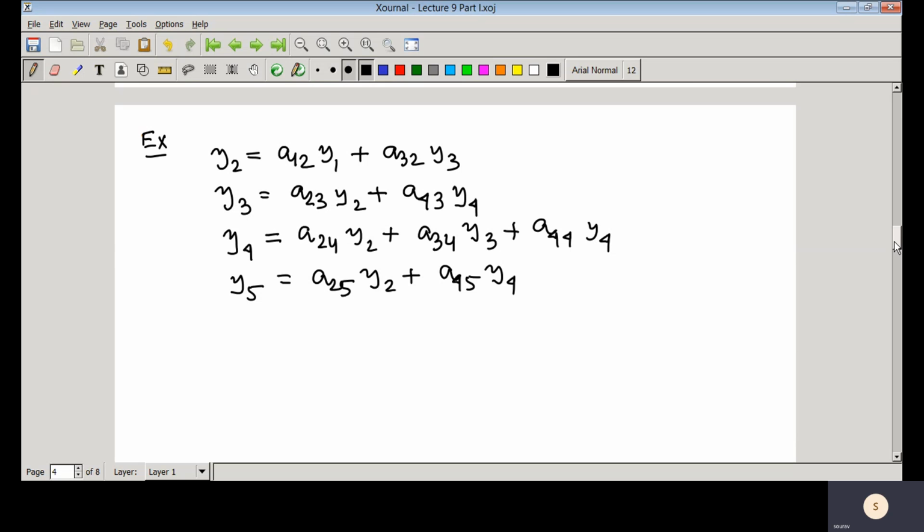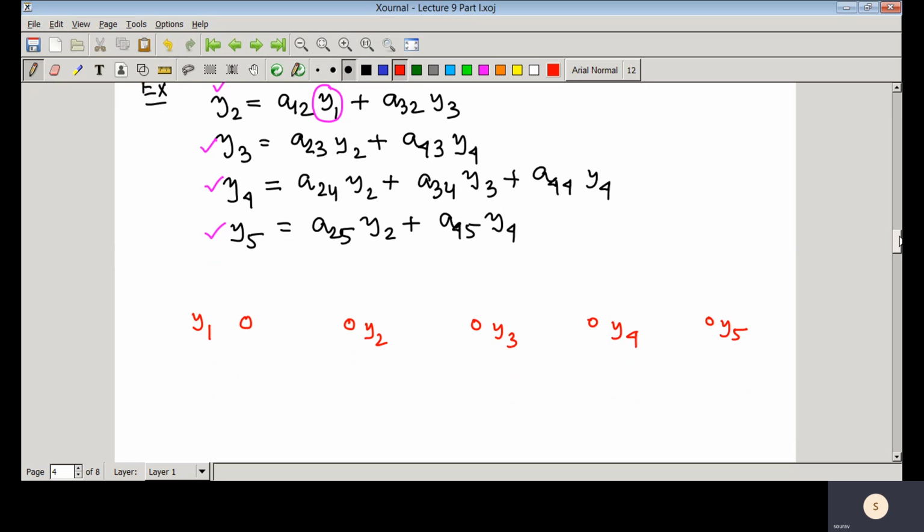So we can see how many variables there are. There are 5 variables, that is Y1, Y2, Y3, Y4 and Y5. So let us put these 5 variables: this is Y1, this is Y2, and this is Y3, Y4, and Y5. So these are the 5 nodes.